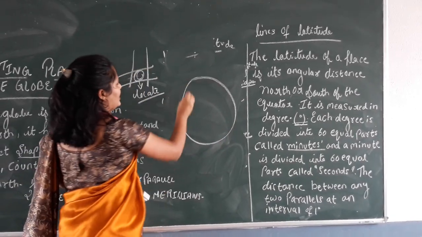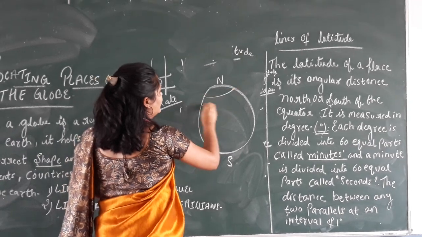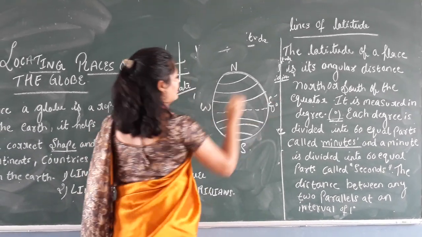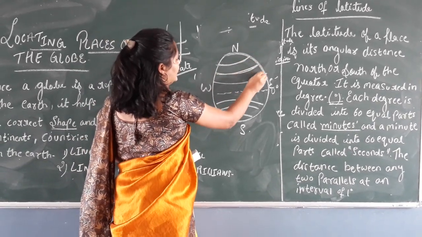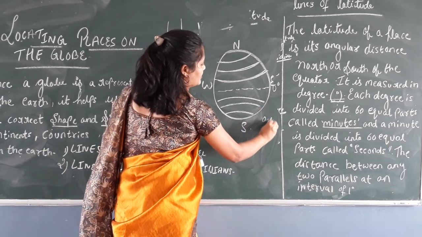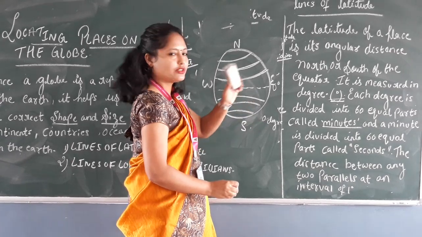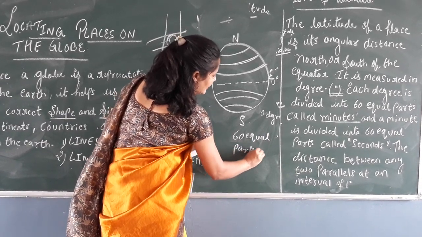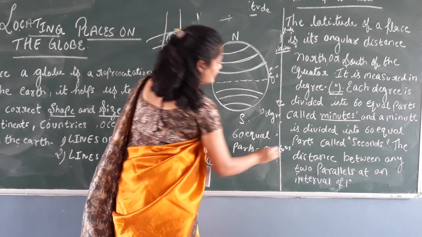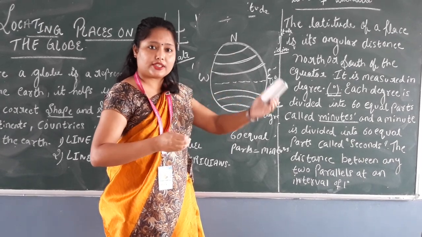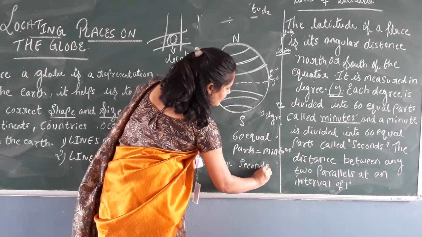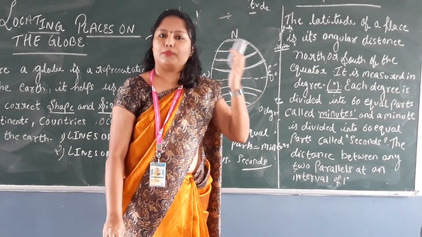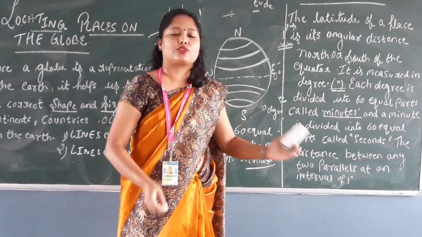Look at the figure of the earth. This is the north pole, south pole. These are the lines of latitude. They are measured in degrees. Each degree is divided into 60 equal parts, called minutes. And again each minute is divided into 60 equal parts. That is called a second.